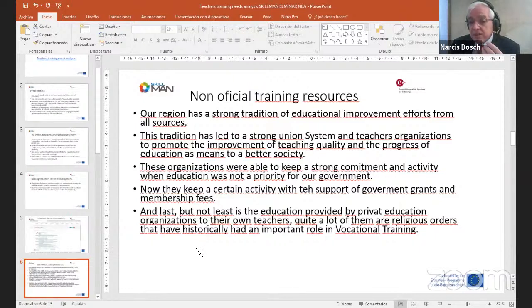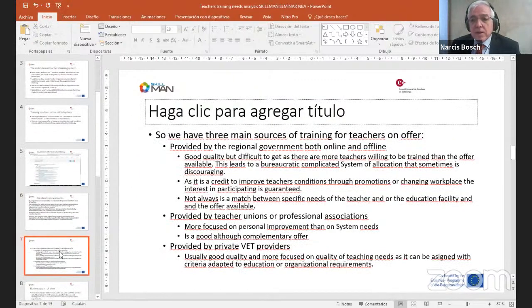And last but not least, there is the education provided by private education organizations to their own teachers. Quite a lot of them are religious orders that have historically had an important role in vocational training. So we have three main sources of training for teachers on offer. Those provided by the regional government, both online and offline, and all the systems have online and offline offer.